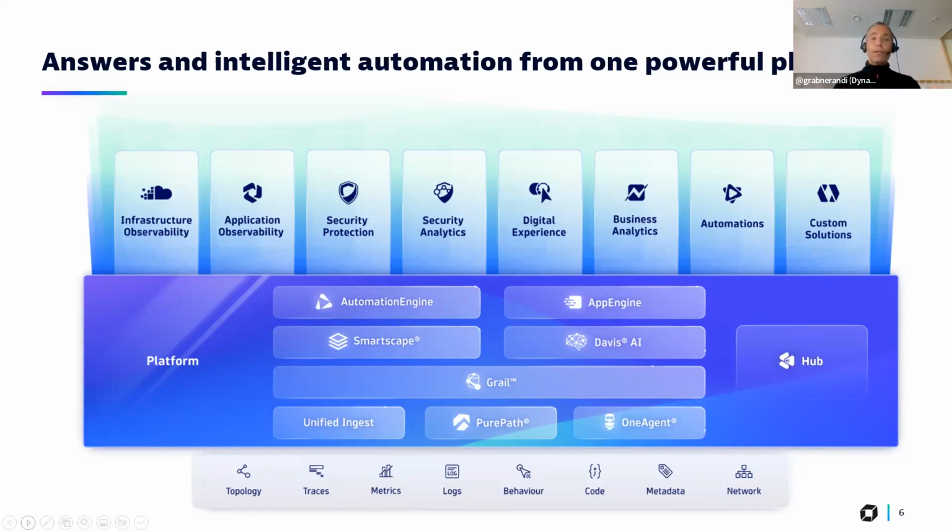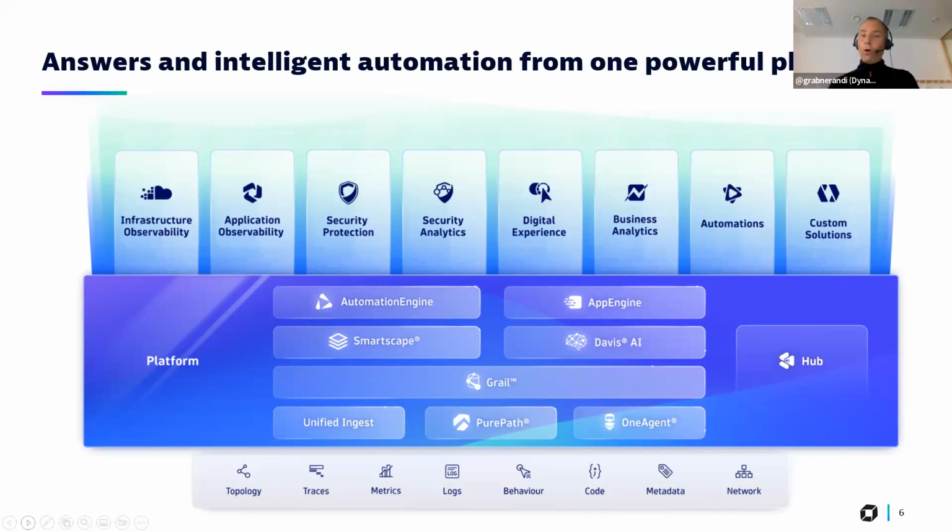We have everything from infrastructure observability to digital experience, all the way to automations, and you can even build your custom solutions on top of the Dynatrace platform. What's unique about the platform is that in Dynatrace, not only do we ingest the data, we ingest it into a single data store that we call Grail, where we really optimize the way we store, analyze, and make any of your observability data available, whether it's logs, metrics, traces, end user behavior, events, or security. All of it is part of that platform, stored very efficiently and cost effectively, and made available to these solutions.